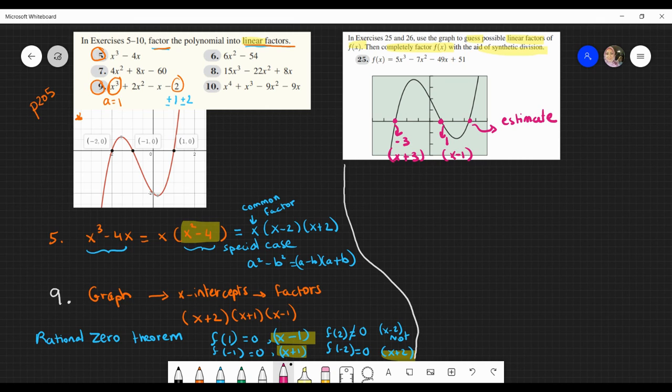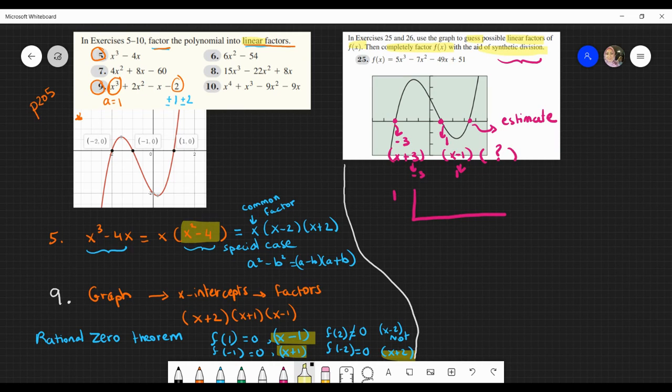So what we're going to do, because they said with the aid of synthetic division, we figured out 2 factors. We need the third. This is what's missing. We're going to use synthetic division. And what are we going to divide by? We can either use -3 or 1, because those two are the zeros of the divisors. So I can use -3 or 1. I'm going to choose to use 1 just because it's more friendly.